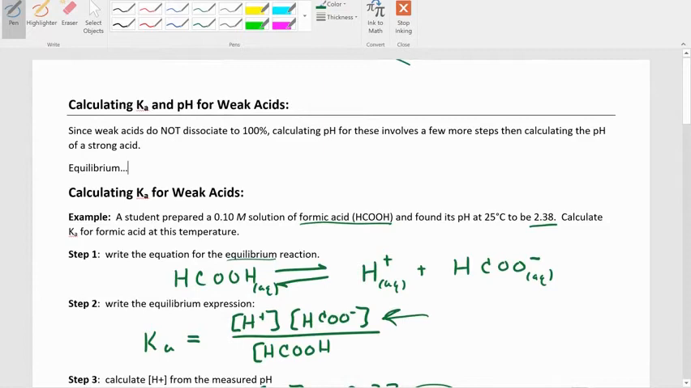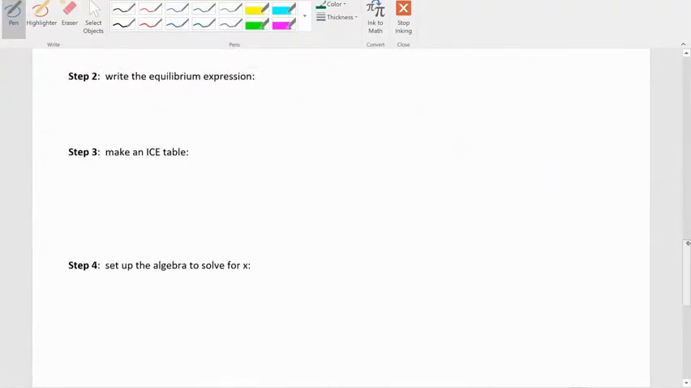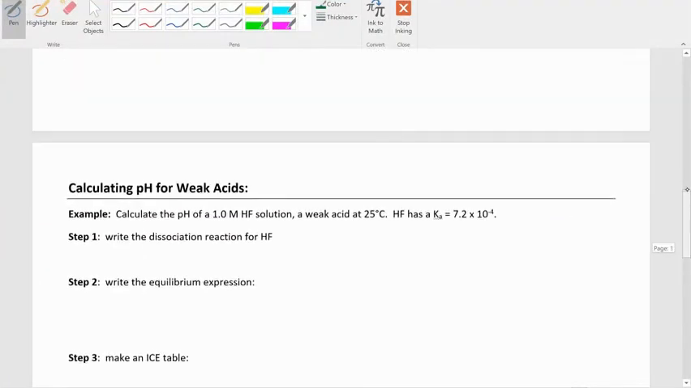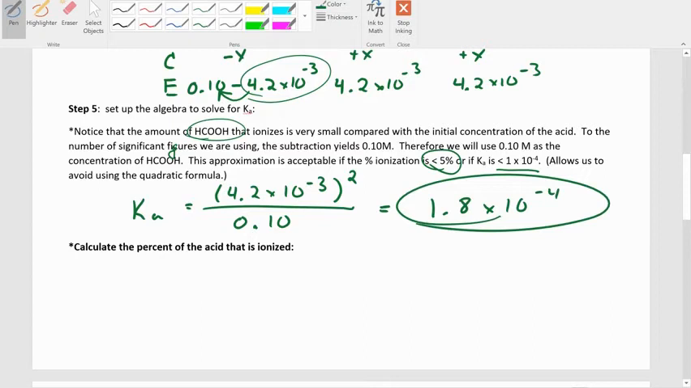Right here, if we take a look at that, both of those concentrations are the same. So that shortens my writing a little bit. Let's see if I can scroll back up there. That's a second problem. And then I'm going to put that all over 0.10. And so we end up getting a Ka value of 1.8 times 10 to the negative fourth. Okay. No units on this at all.